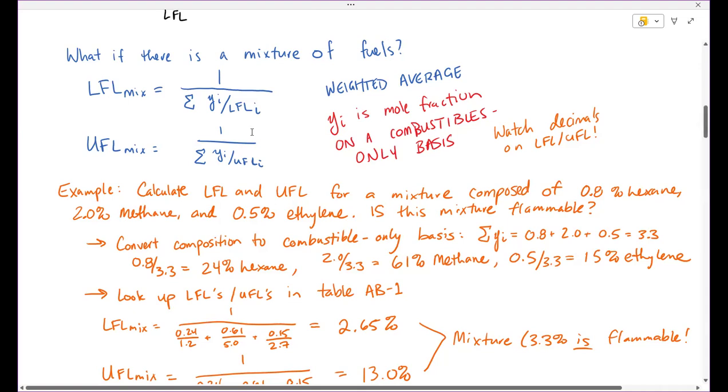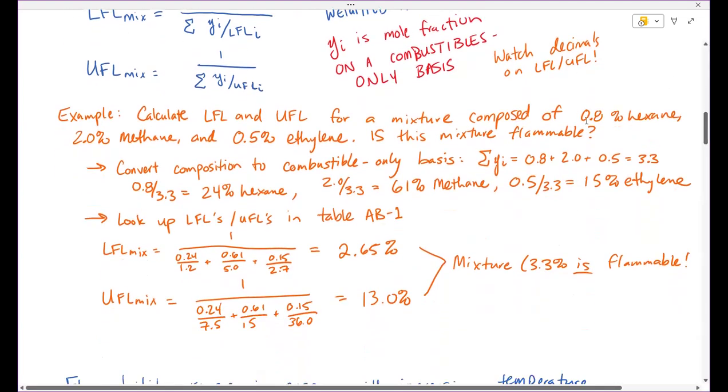Let's look at this quick example here. Let's say we had a mixture that was composed of 0.8% hexane, 2% methane, and 3% ethylene. And our question is, is this mixture flammable? In order to know the answer to that, we have to calculate what the LFL for the mixture is and what the UFL for the mixture is. So I'm given actual compositions here. What I first have to do is convert that to a combustible only basis.